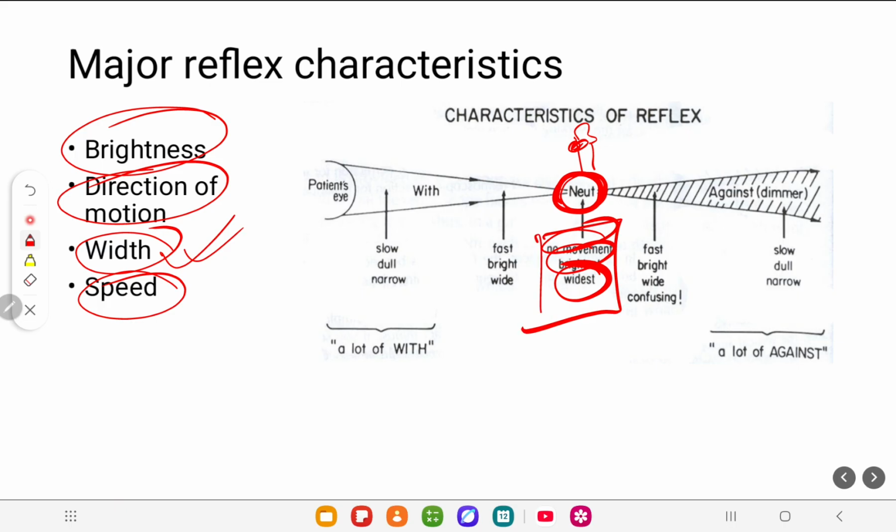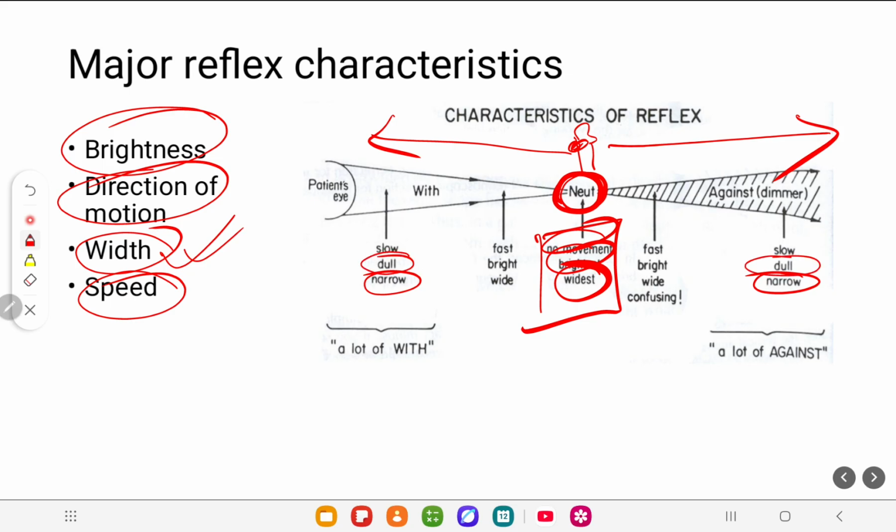But as you move away from neutralization, the width becomes narrower, brightness becomes dull, and movement speed becomes slow. As you move closer to neutralization, speed becomes fast, brightness becomes bright, and width becomes wide.